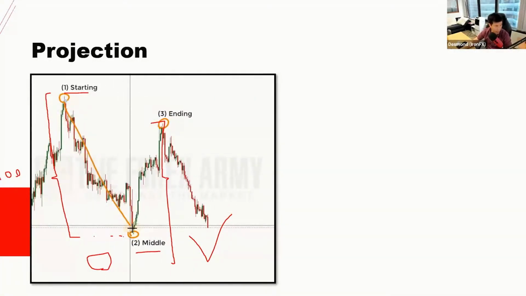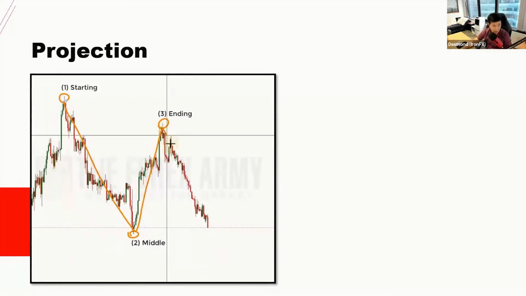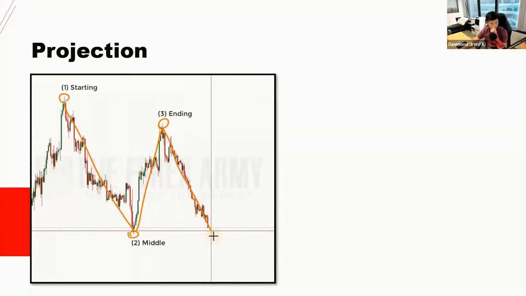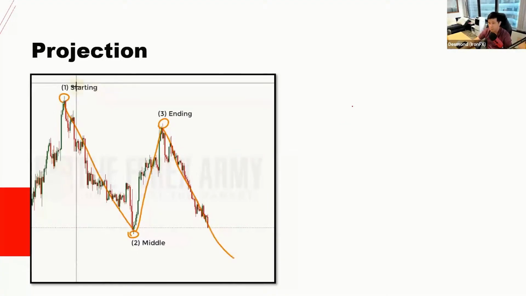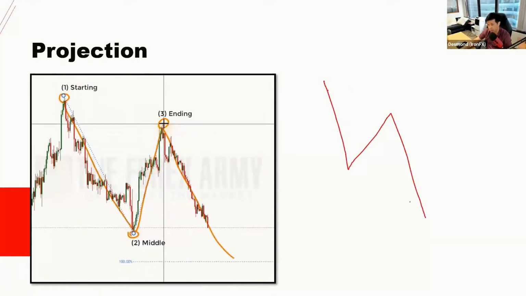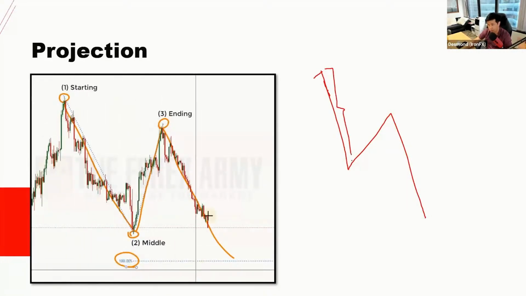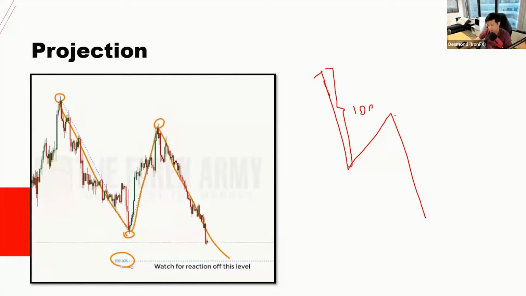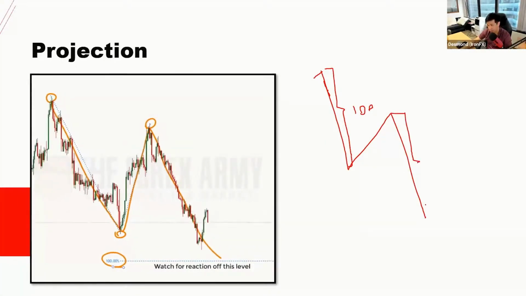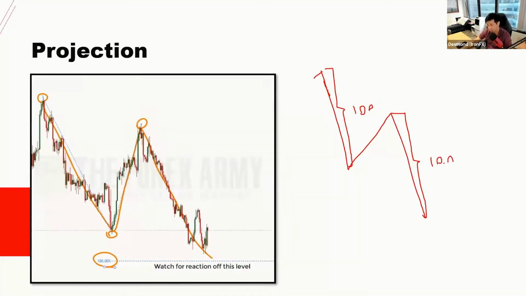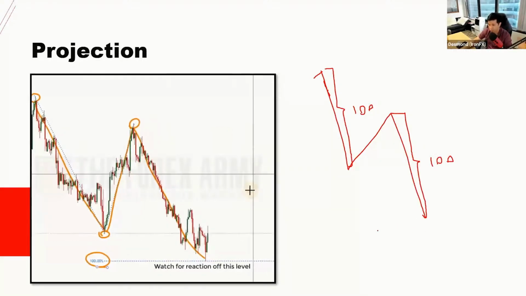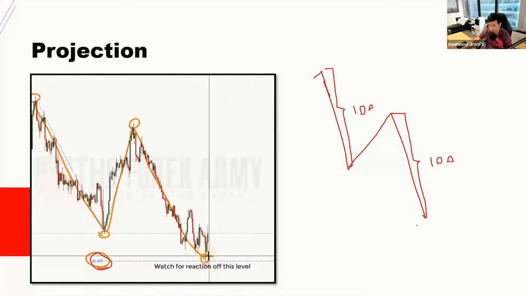I'm going to erase it over here and draw it again for you. Very simply, Fibonacci projection means that if you have a movement like this, you're taking this movement, it could be 100 pips, and you're projecting it over here, maybe another 100 pips. This is what I mean by a 100% Fibonacci projection.